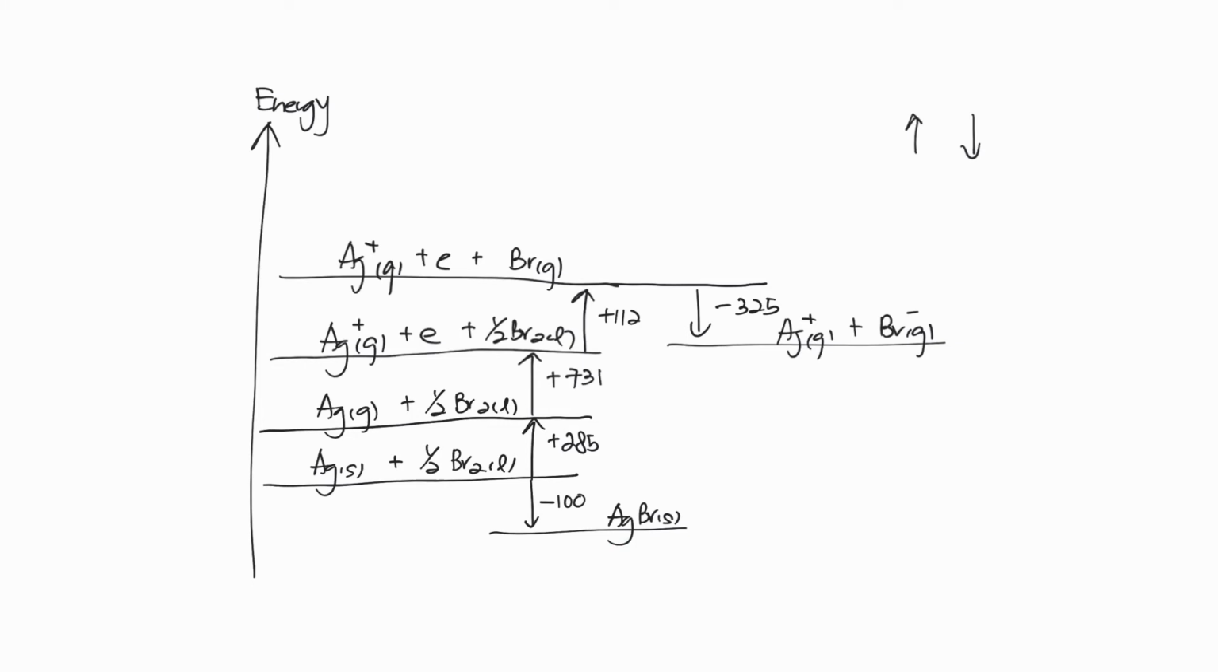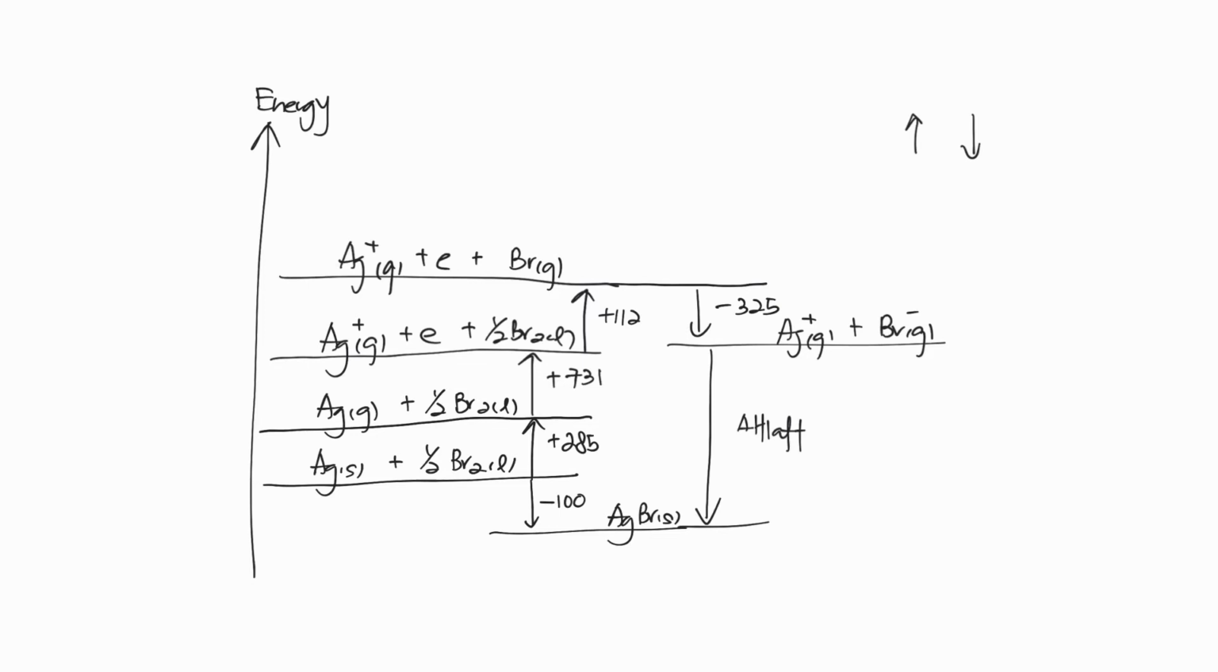to form 1 mole of ionic solid. So the arrow will be pointing all the way down to AgBr solid, and it is the lattice energy. So this is a complete Born-Haber cycle to find the lattice energy of silver bromide.